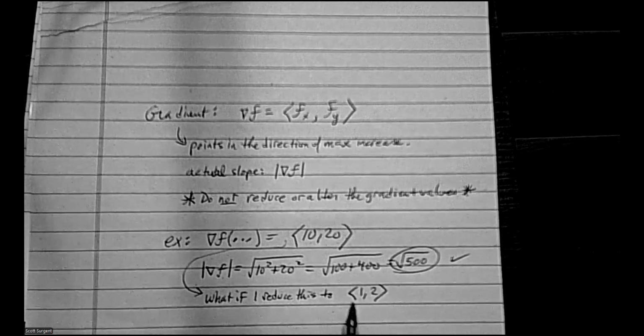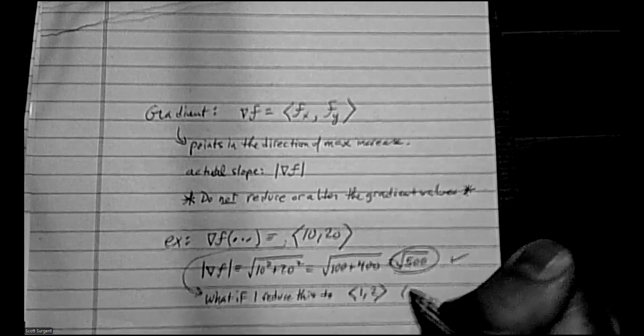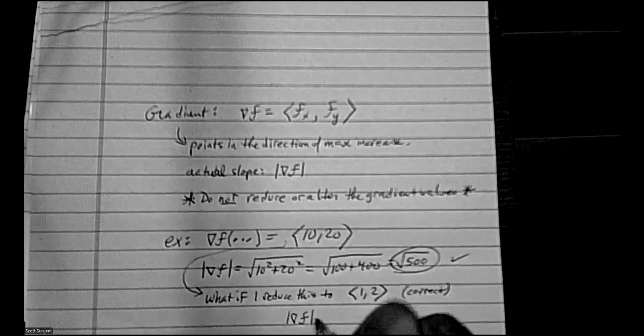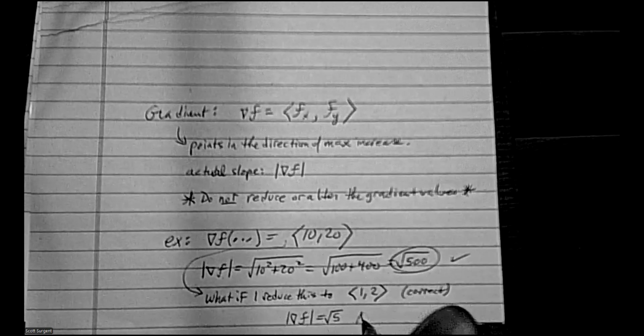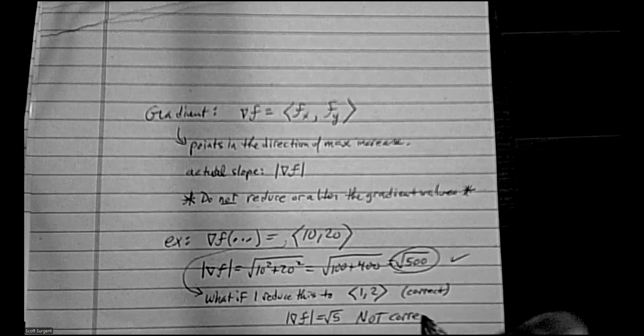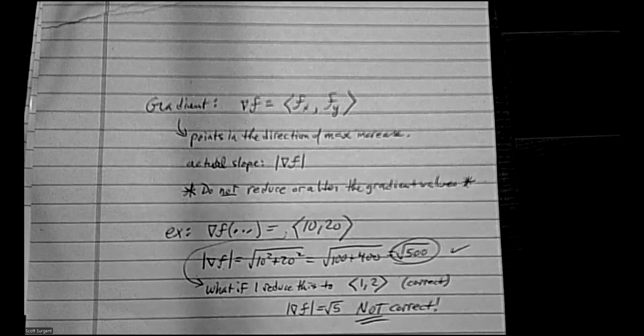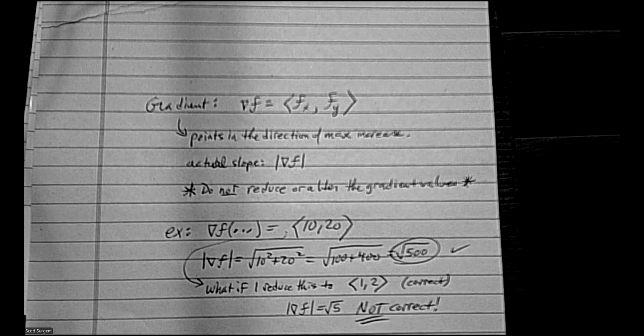But when you plug it into the magnitude formula, in this case, you just get root 5. That's not correct. You need to keep the original values alive. So don't fall for any temptation to reduce. I wanted to mention that. That's a common mistake.